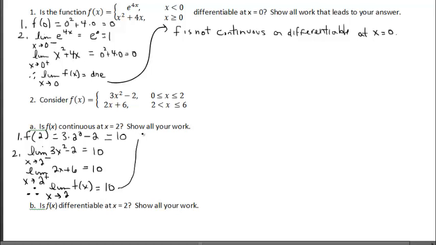All right, so moving on to the third part of the three-part continuity test. The third part says, okay, does your functional value equal your limit? Well, yeah, it does. F of 2, which is also 10, is equal to the limit as I approach 2. So the point itself at x equals 2 is equal to the limit as you approach 2. So therefore, f is continuous at x equals 2.